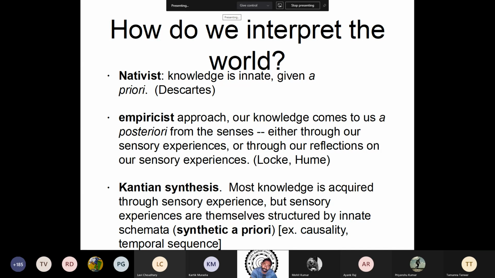Similarly, the ability to say that some event is happening before another event, which is the temporal sequence of events, or to be able to say this is a cause and this is an effect, and cause affects other things. So there's a cause-effect relationship in the physical world. We are born with it. After that, using our sensory experiences, we are able to interpret the world. This is what Kant and many other Kantian followers explain about how we perceive the world or how we gain knowledge.